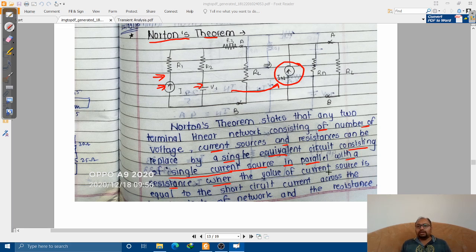How do we find the current and the resistance? The value of the current source is equal to the short circuit current. Remember, in order to find the current, we need to make a short circuit across terminals A and B. If we made an open circuit as in Thevenin's theorem, no current would flow. Ultimately we need to find the current, and only then can we convert the circuit into the Norton's equivalent circuit.